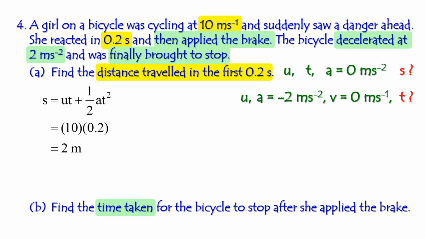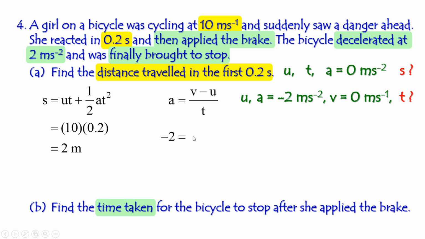Very good. Okay, so the initial speed is still 10 because before that she didn't apply any brake. So if you have v, a, u, and you need to find the value of t, which equation will you use? You should use the second equation. a equals to v minus u, and then divided by t. The acceleration is -2. Okay, the minus sign because the bicycle decelerates.